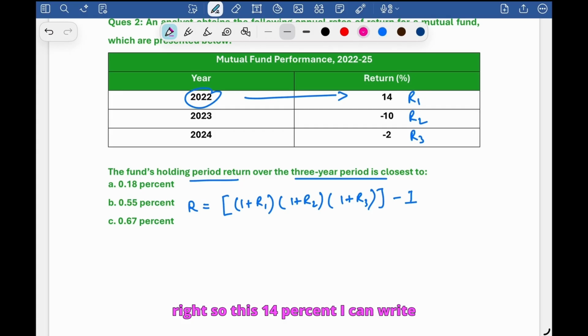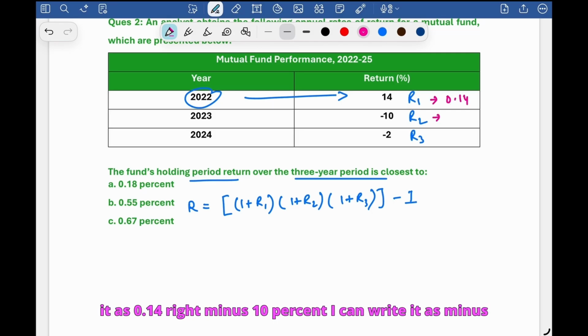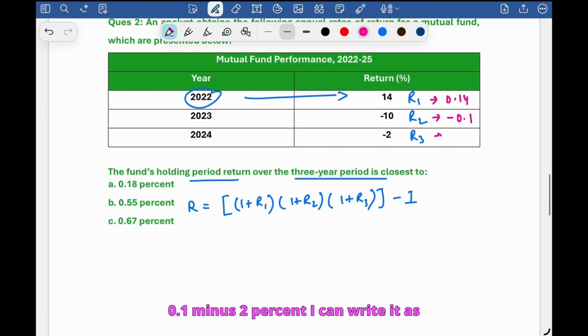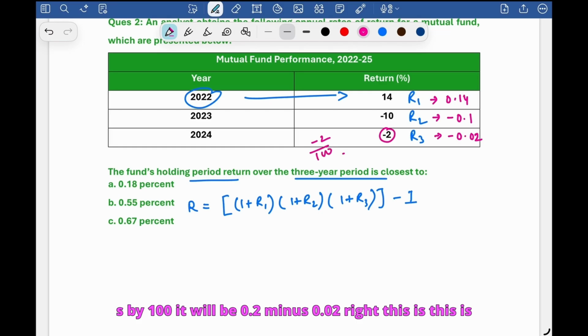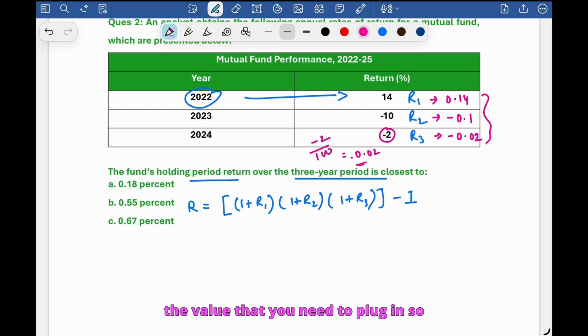So this 14% I can write as 0.14, right? Minus 10% I can write as minus 0.1. Minus 2% I can write as minus 0.02. I hope you're not calculating this in the calculator, right? Minus 2 divided by 100, it will be minus 0.02, right? So this is the value that you need to plug in.